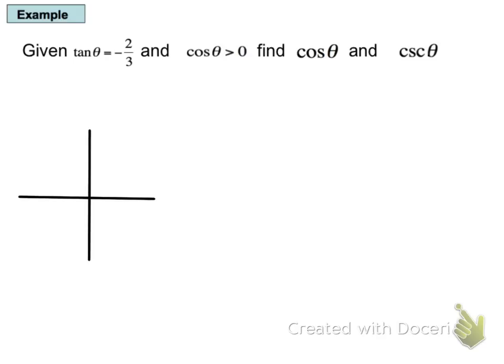In this case, we're told that tangent is negative 2/3. That means tangent is negative and cosine is greater than 0, so cosine is positive. So we need to decide where tangent is negative and cosine positive. The two quadrants that cosine is positive in are 1 and 4. And since tangent is negative, that means we have to be in quadrant 4. So now we'll draw our angle, our theta, in quadrant 4. Here will be our triangle that we're going to use to help us.